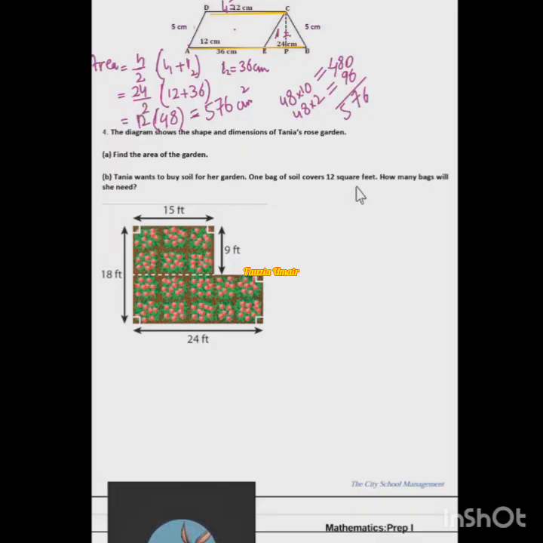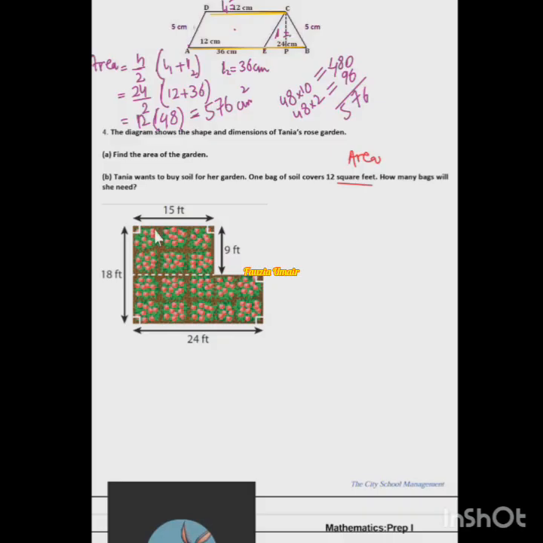And also from here you can tell it's square feet. Square feet is the unit of area, okay? So they are talking about area. First of all, we need to find the area of this garden, and then we will divide it by 12, because one bag covers 12 square feet, right? And we will know how many bags we need.